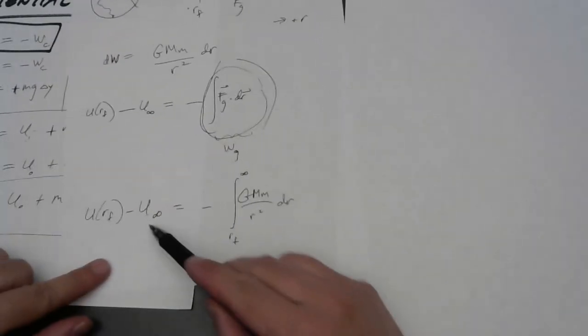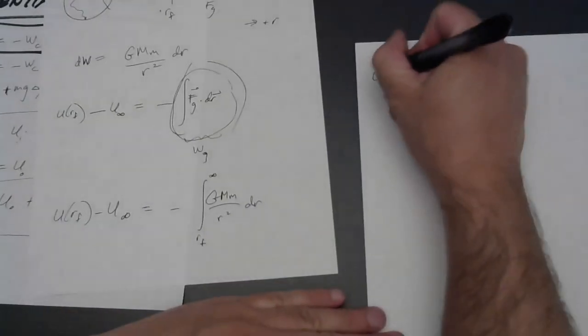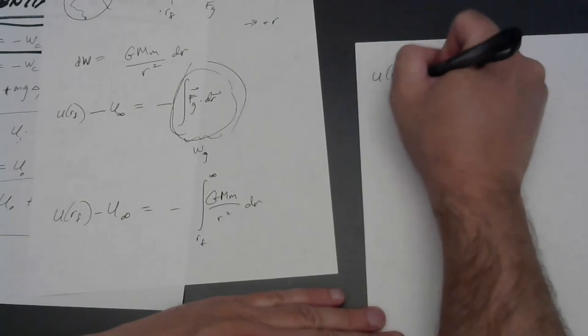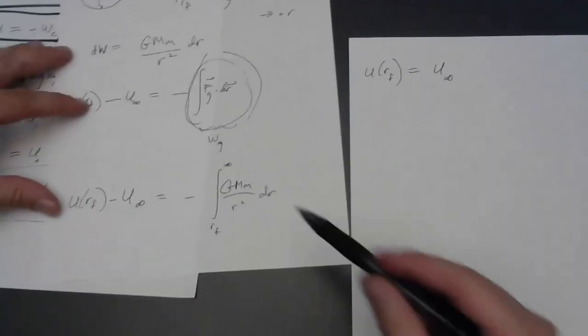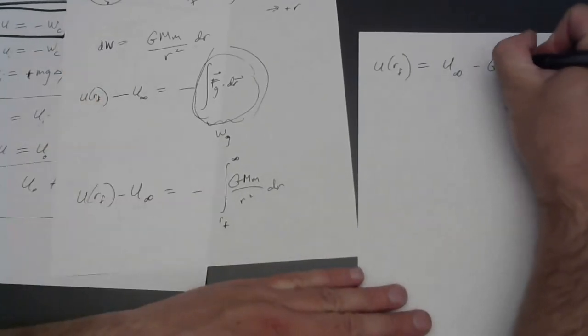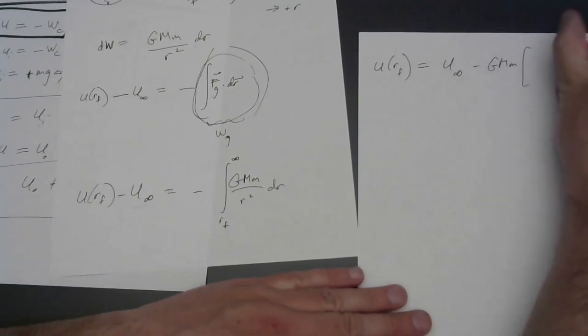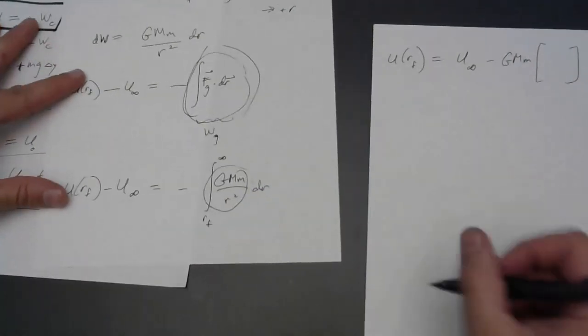Okay, so let's carefully move stuff around. I'm going to take U infinity and put that on the other side. So I'll say that the potential energy at distance r final is the potential energy at infinity plus this extra amount. Now, I can pull out the G big M little m because those are just constants. So minus G big M little m. And what is the antiderivative of this quantity, or really 1 over r squared?